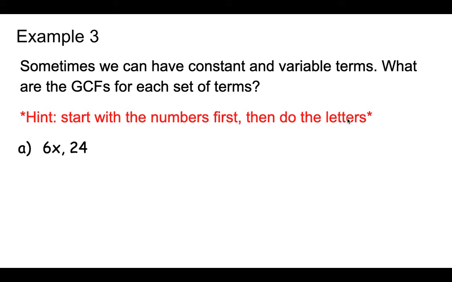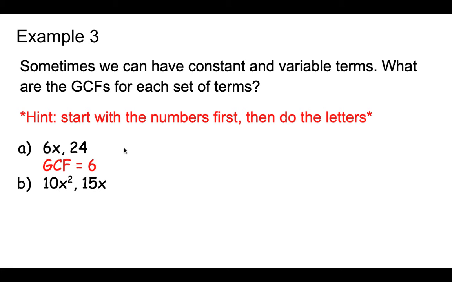Let's take a look here. We've got 6x and we've got 24. So your first step is looking at the numbers. So what is the greatest common factor of 6 and 24? Well, it's 6. And what about the letters? Well, this one has an x and this one doesn't, which means we cannot take an x out of either of these. So the only thing that can be divided out of each of these terms is 6.